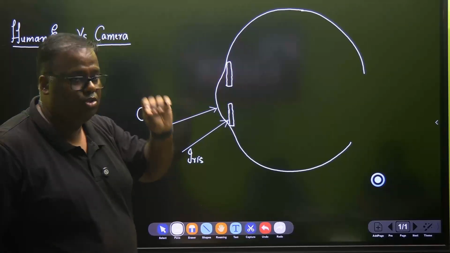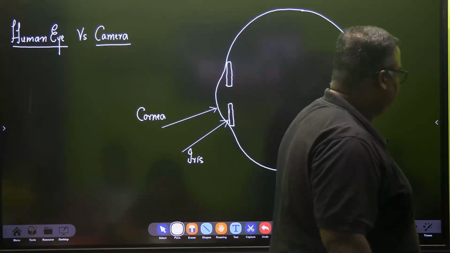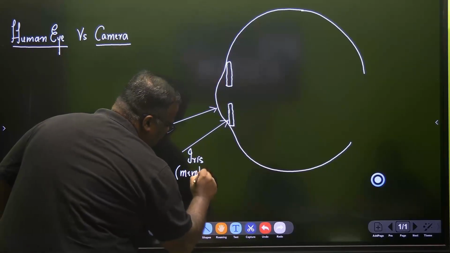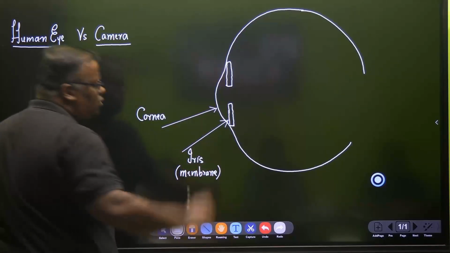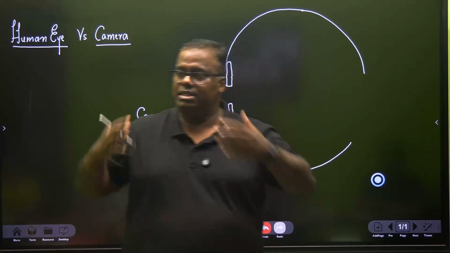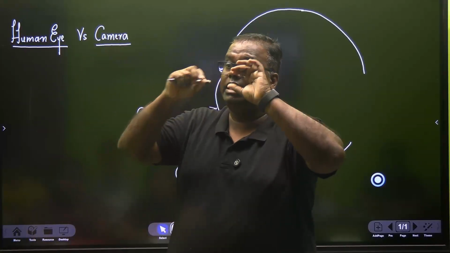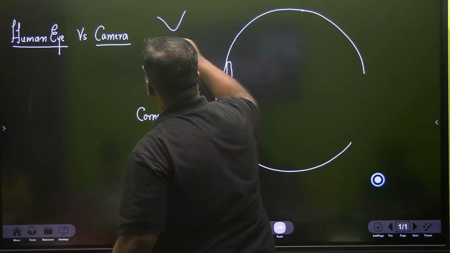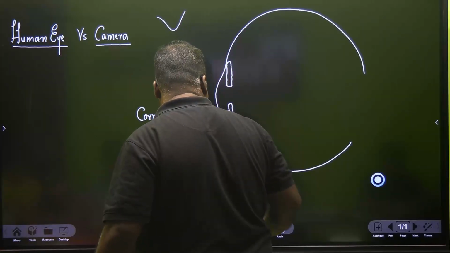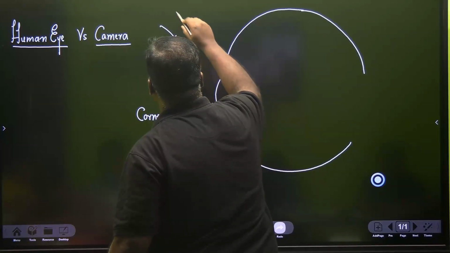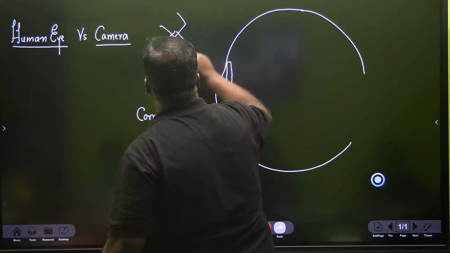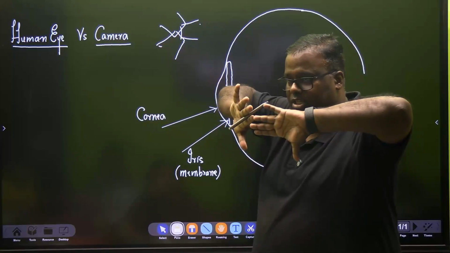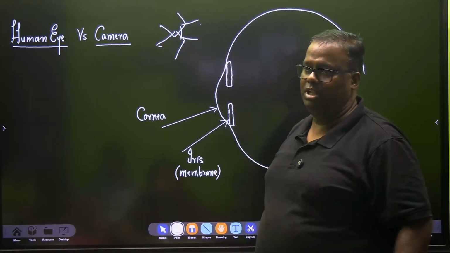Now the iris is something which you should understand very nicely. Iris is basically a membrane structure. It's a membrane, a thin layer, but does a wonderful job. The iris can actually open up and create an opening in it. Something like, how do I tell you? Suppose there are 3 intersecting flaps. These flaps can actually rotate and create a hole in between them.